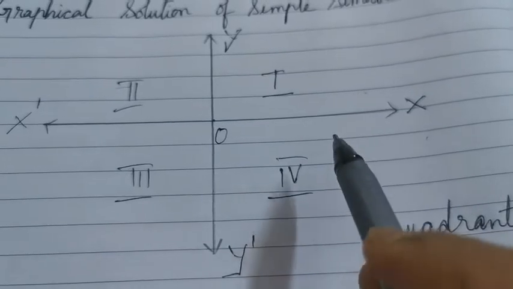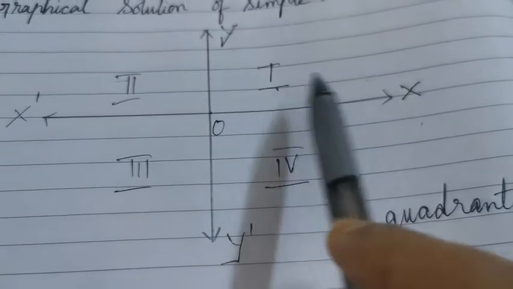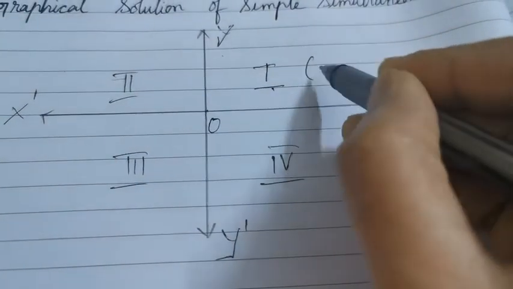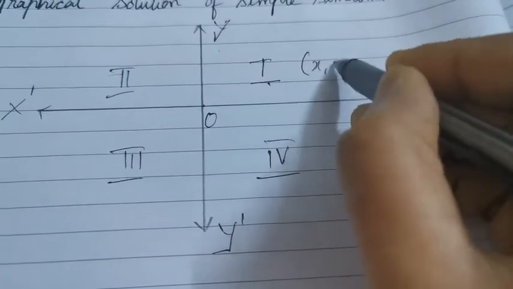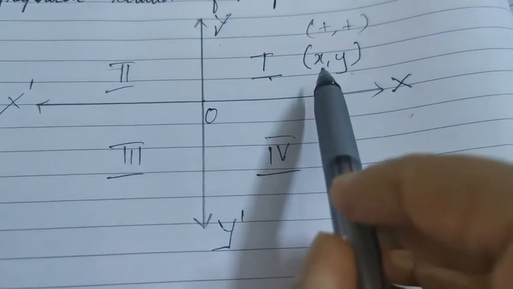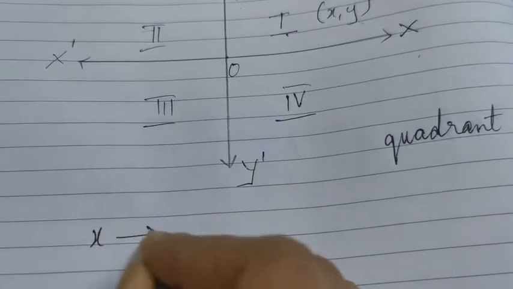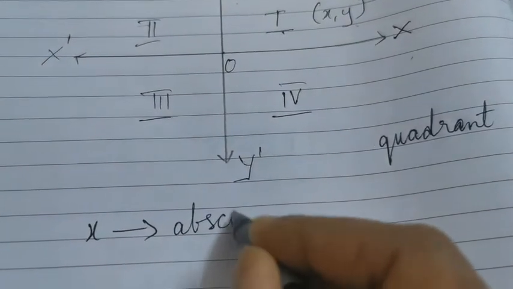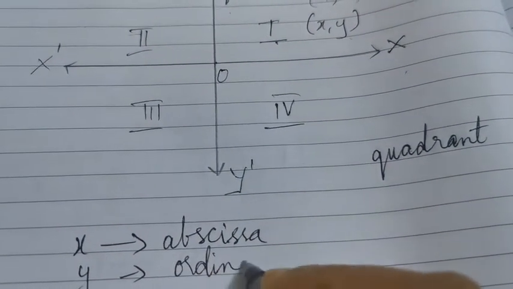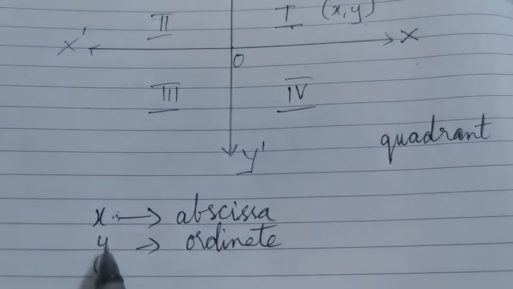So how do we mark our points on a graph sheet? If you look at the first quadrant, it lies between positive x and positive y. So the values of x and y both will be positive. When you mark a point, you will need 2 coordinates, x and y. x is called abscissa and the value of y is called ordinate. So you will need this x comma y for marking your point.